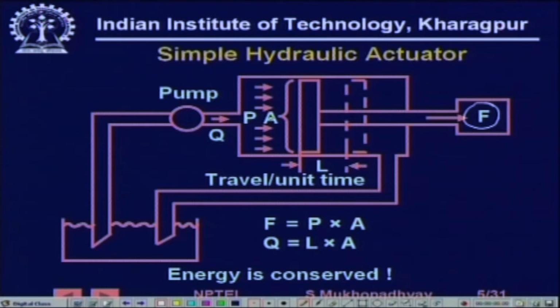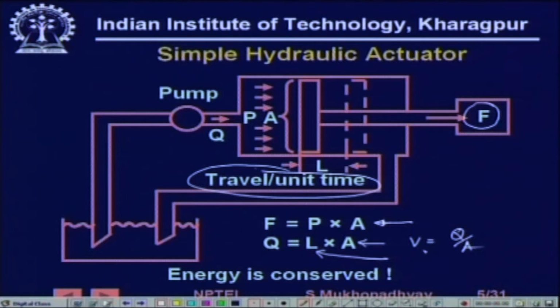Depending on the area and the pressure, F is equal to P into A. Now let's look at the velocity. What is the volumetric flow rate Q? That is equal to the area into L, where L is the travel per unit time. In other words, L is the velocity. So F is equal to P into A and Q is equal to L into A. Or in other words, we can write that V is equal to Q by A.